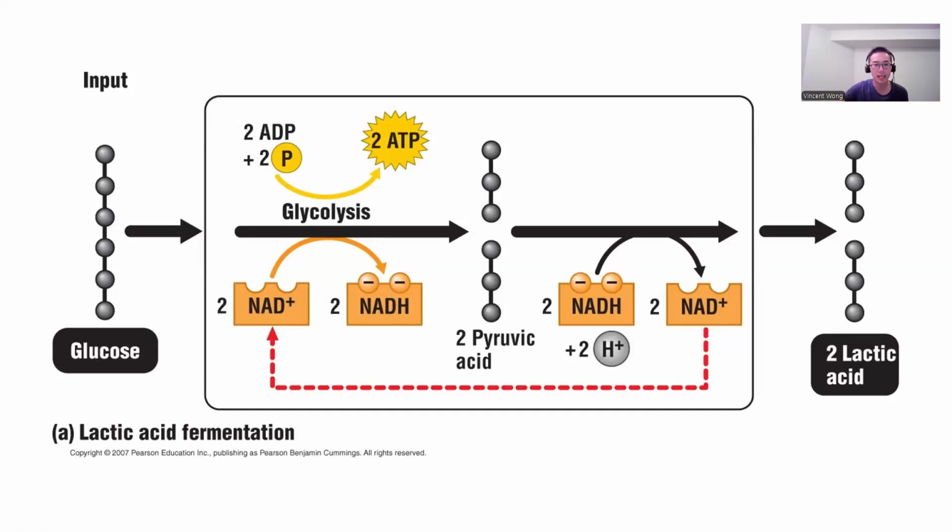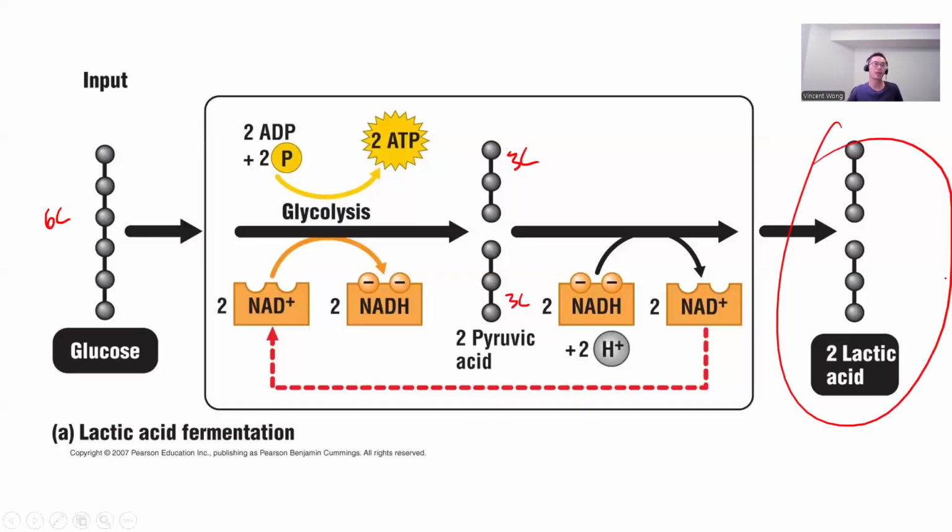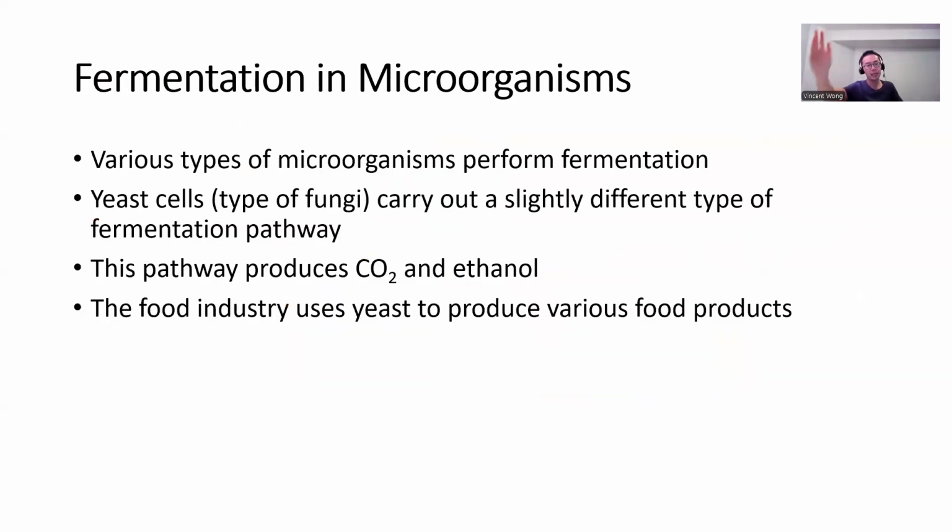So this is what it looks like. We have the glucose, which is 6 carbon, and we get the 3 carbon pyruvate. Pyruvic acid, same thing. And the NADH is going to give the electron to pyruvate, and we generate lactic acid. So if you have a good workout, the next day you feel sore and the burn, partly it's because of lactic acid that builds up.